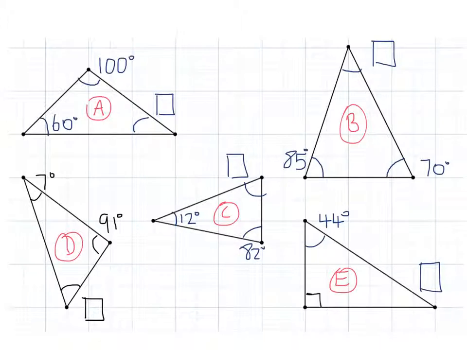So pause this video now and try to fill in the missing angles for each of these triangles. Take particular note of this angle here. Because it's a square, you should know what it's worth, even though the number's not there. Away you go.